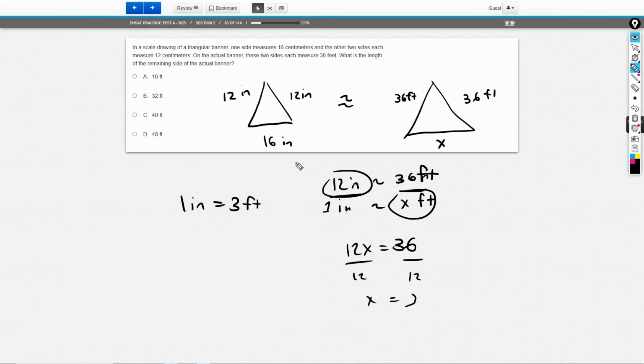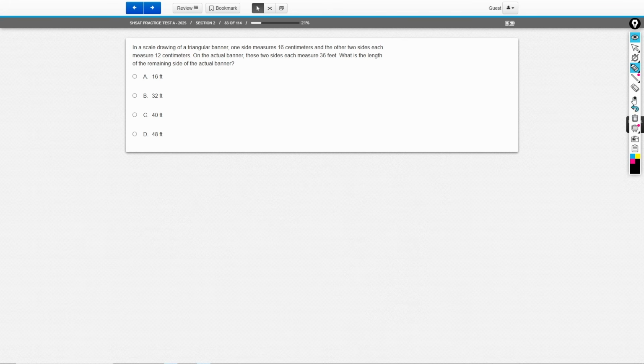Now if 1 inch is equal to 3 feet, 16 inches is equal to, well, in order for me to get from 1 inch to 16 inches, I multiplied by 16. So I do the same thing to this side. 3 times 16 is 48. So this has to be 48 feet, which is choice D, right? Let's select choice D and move on.